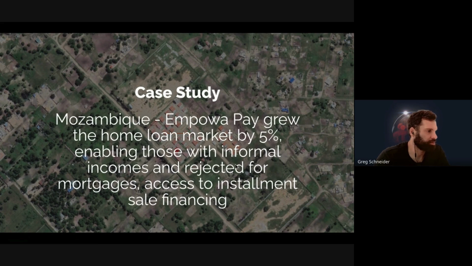Just very quickly before we move on, one of our key case studies is our project in Mozambique, which has now been running for 18 months, I think, maybe coming up to 2 years. There we grew the home loan market by 5% off a very, very low base. Prior to us entering the market, there were only 600 home loans in a country of 31 million. So growing it by 5% was impressive, given the difficult conditions in the market, but is really just a drop in the ocean.